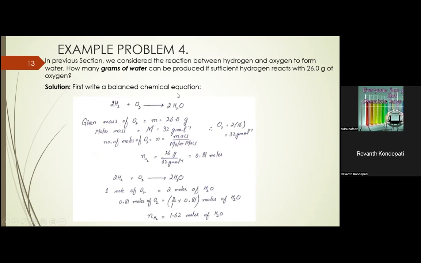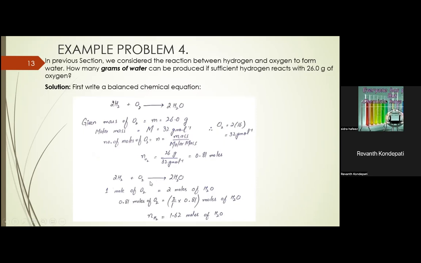So first, we will write a balanced chemical equation: 2H2 + O2 → 2H2O. This is the reaction between hydrogen and oxygen. Now the given mass of oxygen is 26 grams, and with the help of this, we will calculate the number of moles of oxygen by calculating its molar mass, which is 32 grams per mole. The atomic mass of oxygen is 16 multiplied by 2, as there are 2 atoms, so 32 grams per mole. Now the formula is n, number of moles, is equal to mass divided by molar mass. So this is the given mass, 26 grams, divided by the molar mass 32, and the answer will be 0.81 moles.